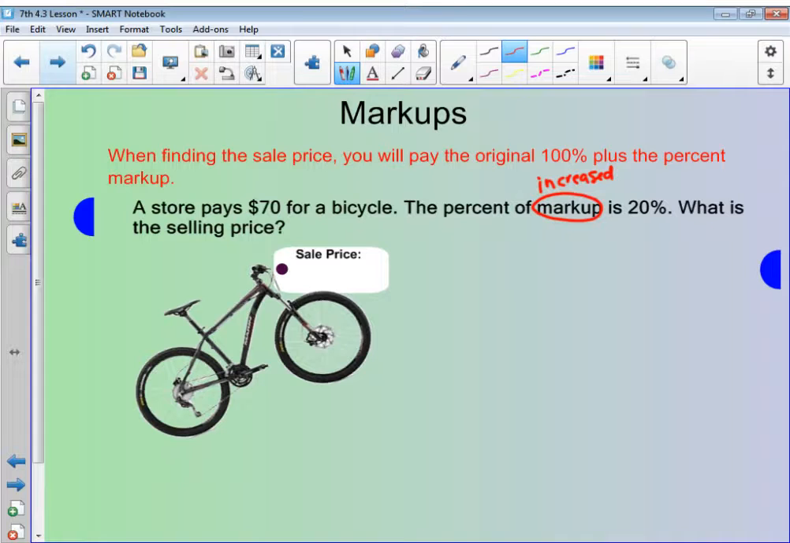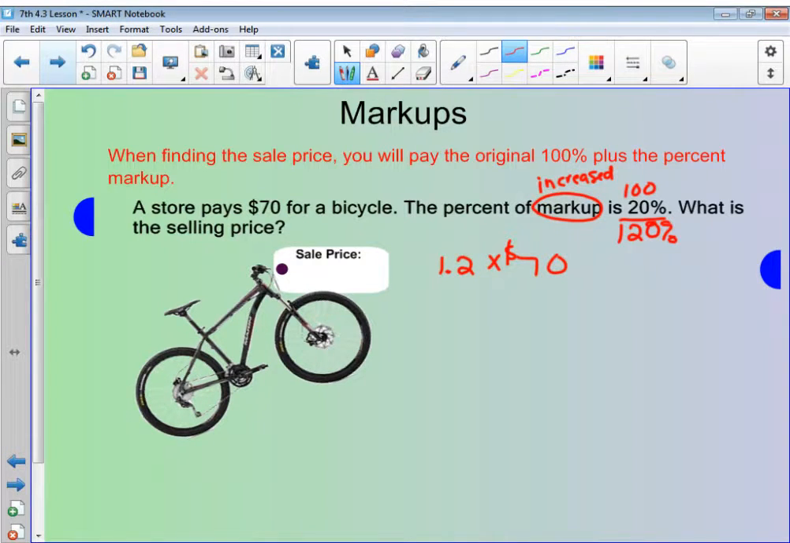We're gonna add 100% to get our new percentage. Or you can figure out 20% of 70 and then add that back into the 70. I like to work off of the percentages. So I want to figure out, this is now 120%. So 120%, 1.2 times $70.